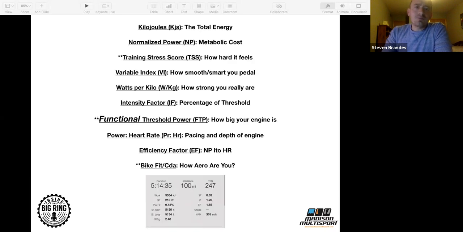So we're going to start with the terminology, and if I don't hit some terms that you want me to discuss, please put them in the chat box. But I'm going to go through a wide variety of the terms that you see used on Training Peaks and everything else. So here is the list that we are going to go through: kilojoules, normalized power, TSS, all this stuff. So I'll go through it.